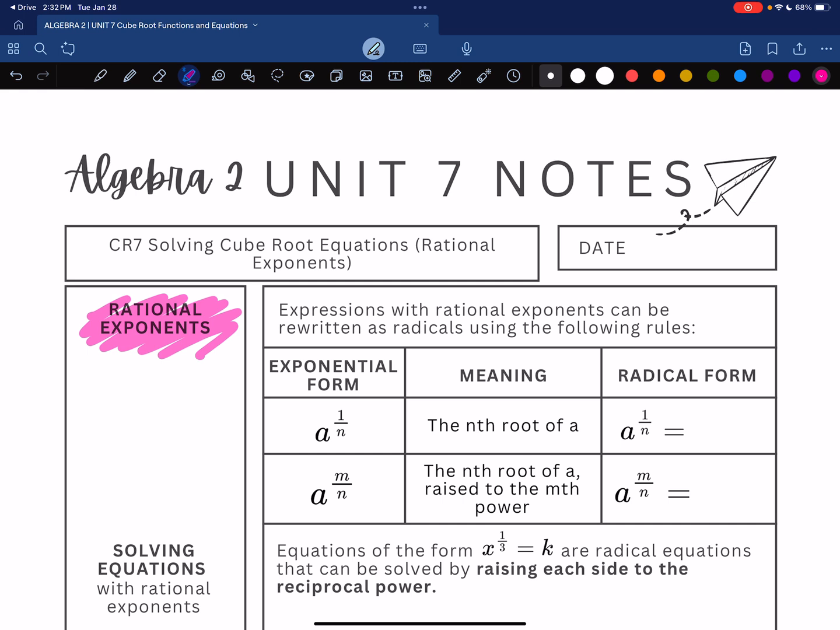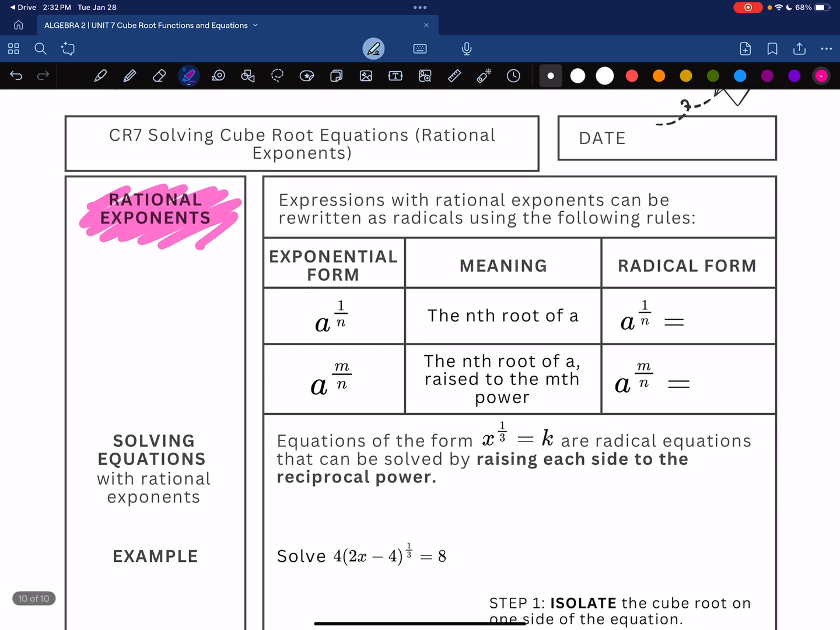Rational exponents. Let's talk about those. Expressions with rational exponents can be rewritten as radicals using these rules below. A rational exponent is an exponent that's not just a single integer value, but instead it's this little ratio in that exponent position. And so if you had some base a raised to the 1 over n, what that means is that we're taking the nth root of a.